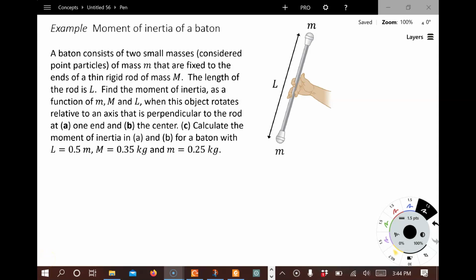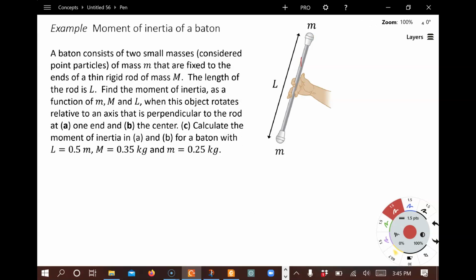Hi, this example problem shows how to calculate the moment of inertia of a baton for two different axes of rotation. Pause for a moment so you can read the question. All right, so you can see a picture of the baton there. It's got the thin rod and it connects two end caps of masses. So really we're talking about three different objects here that are all stuck together.